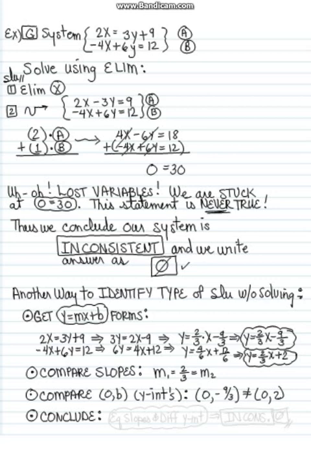So our conclusion is, according to note 40, since we have equal slopes and different y-intercepts, this is an inconsistent system, which means there are no solutions. Empty set is our solution. So that's the other way you could analyze the system without actually solving it to find out what type of system you have. In this case, it was inconsistent.